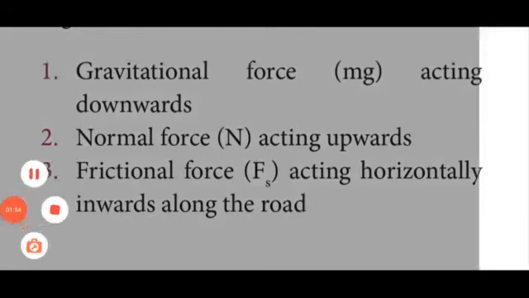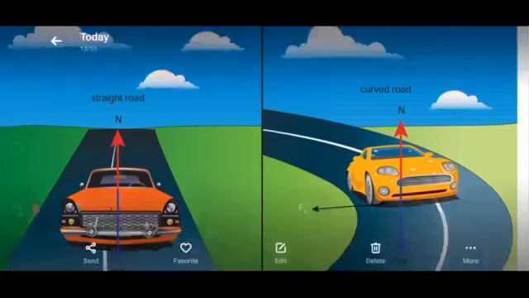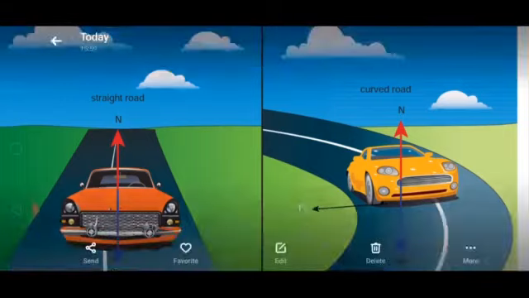So we will see the diagrammatic representation. See this diagram. Three forces are acting now. What are the three forces? Gravitational force acting downward, normal force acting upward, frictional force F acting horizontally inward along the road. See the first diagram: the vehicle is traveling on a straight road. We get two forces, one is the normal force N and the other is the gravitational force. See the second diagram, what is given here.